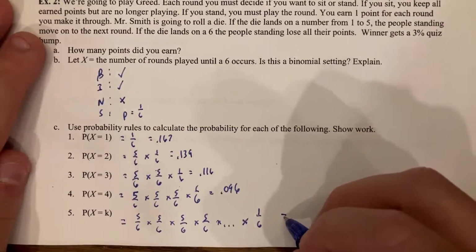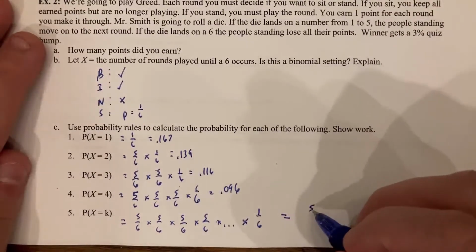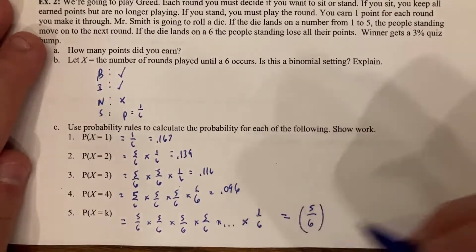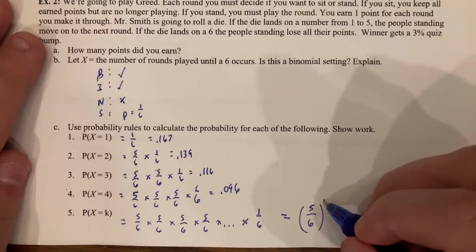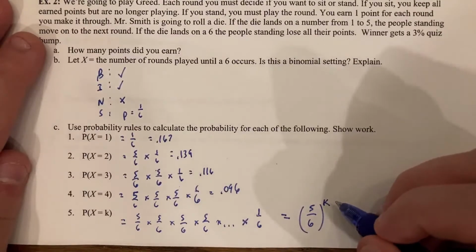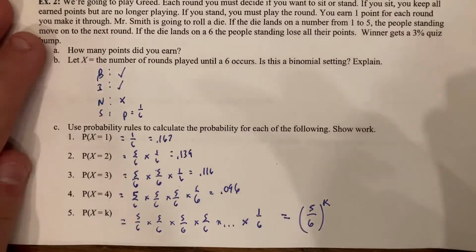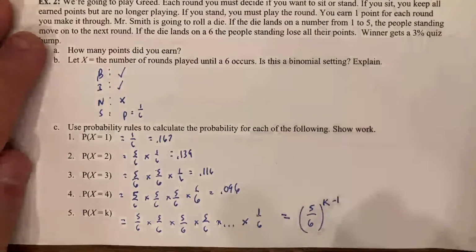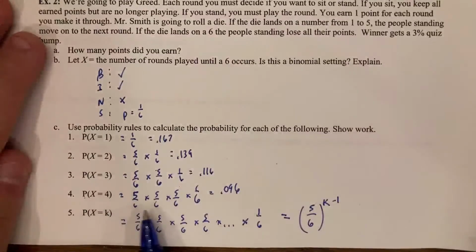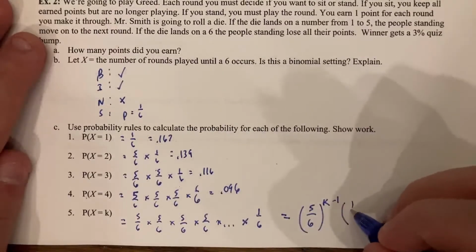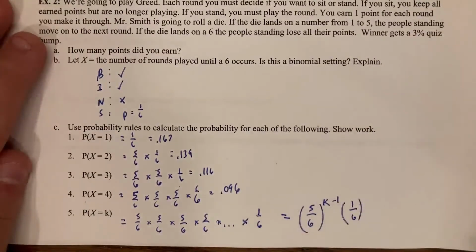So what that ends up looking like is you take 5/6 to the k minus 1. And we'll let that be, as in, for 4, you used three 5/6s. So that's 4 minus 1. That's why I put a k minus 1 there. And then you finish it with a 1/6.